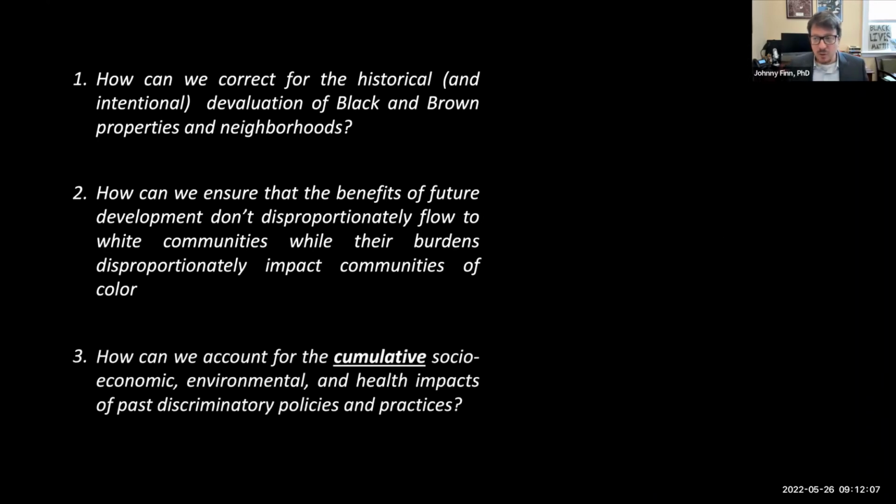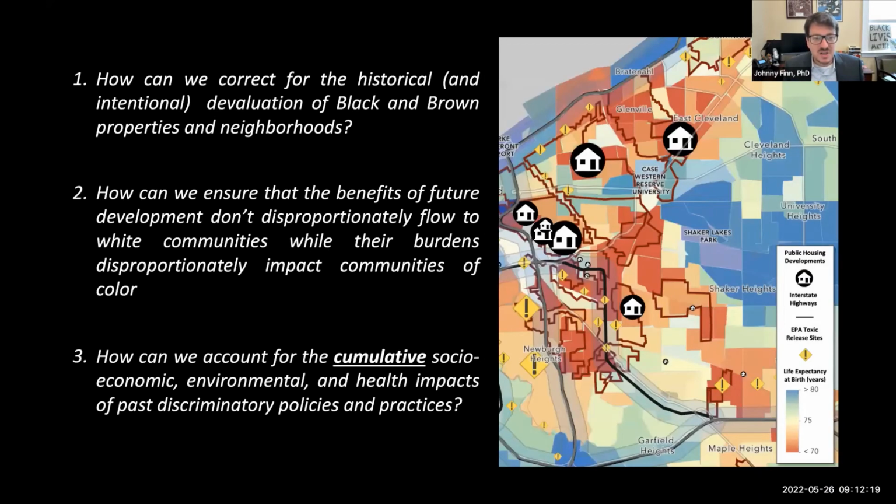My third and final question before I conclude is how can we account for the cumulative socioeconomic, environmental, and health impacts of past discriminatory policies and practices? And this is another one of those maps. I know from a cartographic perspective, it's a bit of a mess, but I can't get beyond these kinds of maps. And in my own context, in the context of Hampton Roads, of the city of Norfolk, this map is essentially the same. The redlined neighborhoods is where the toxic release plants are put, it's where the highways are, where the public housing is.